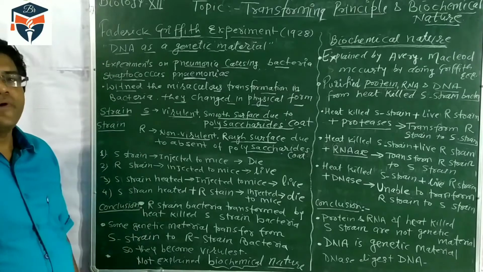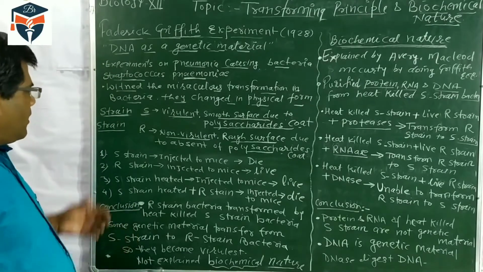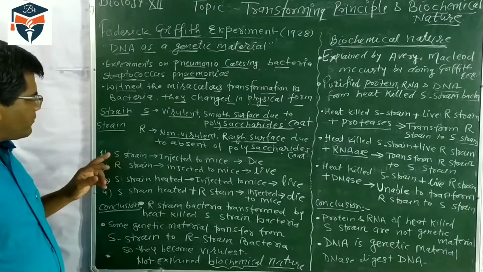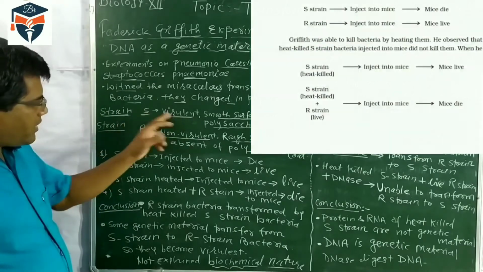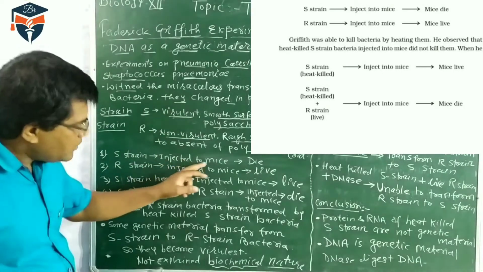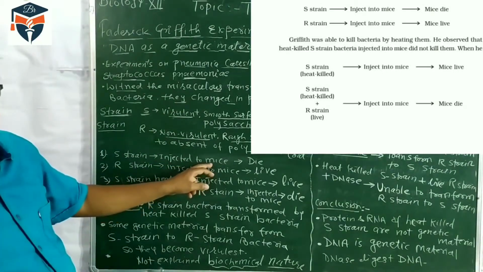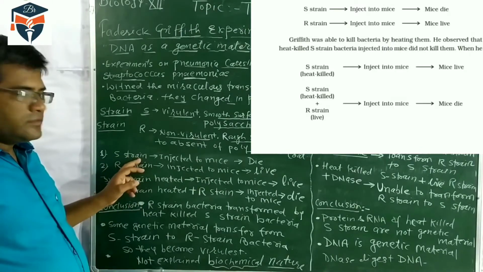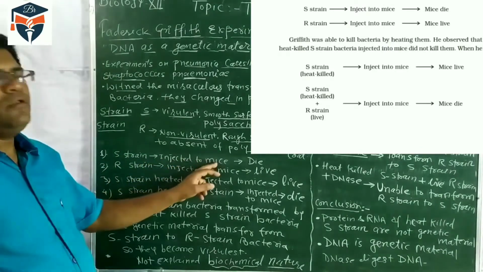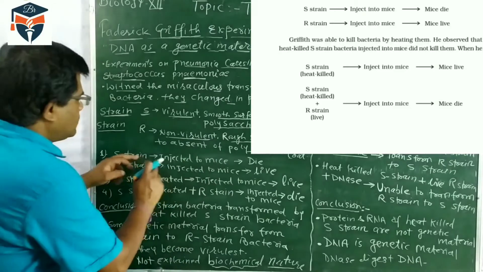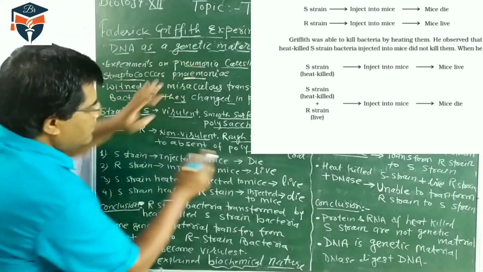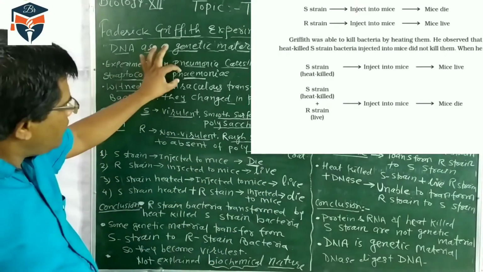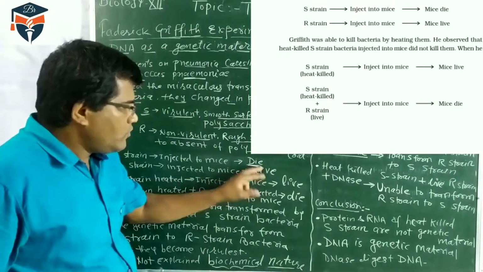Now, what did he perform? He performed an experiment. What was this? The first step: S strain, which is the virulent strain, is injected into the mice. Mouse, everybody knows. Rat, we know. So the S strain he injected into the mice. What did he observe? The S strain is the virulent strain, so the mice suffer from pneumonia and die.